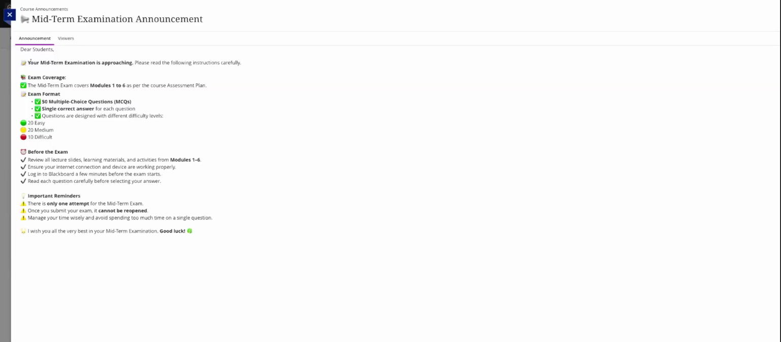If you see here, your midterm exam is going to cover module 1 to module 6, and there will be 50 multiple choice questions, and every question will have only one single correct answer. So the remaining three options will not be correct. Only one single correct option will be there. And the questions are designed with a difficulty level like 20 questions will be easy, 20 will be moderate, and 10 will be a little hard. This is the difficulty level the college has decided to fix.